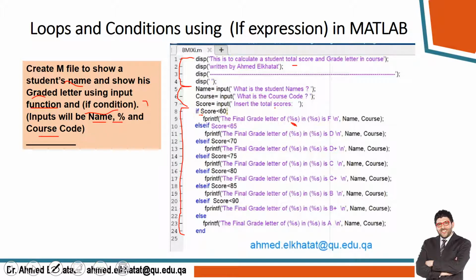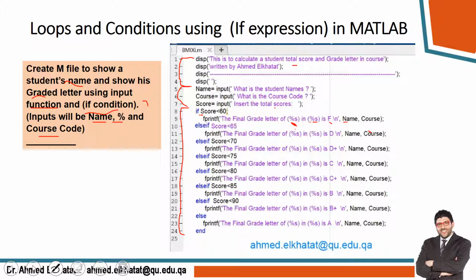Why do you put %s? Because it's a string, it's the name. Is, and then another string, this is the course, %s. So this is the student name, and this is the course name. Then the statement, and here name and course. Else if, so check the higher one.